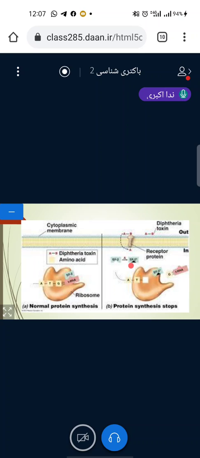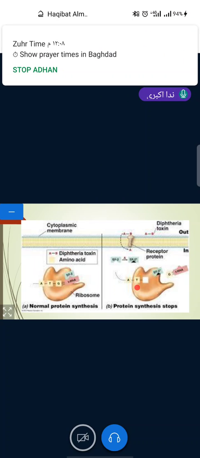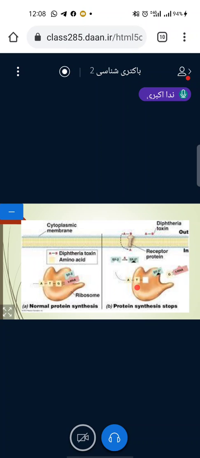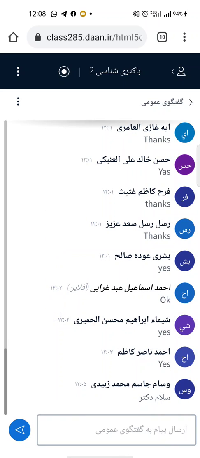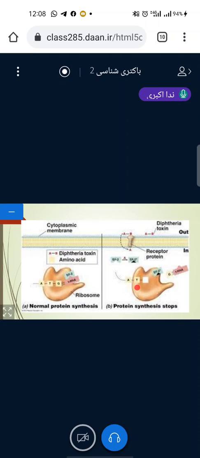Elongation factor 2 doesn't work properly. So you can see here the ribosome. The amino acids cannot bind to each other. So protein synthesis stops. So we can say this toxin results in blocking or stopping protein synthesis in eukaryotic cells through blocking elongation factor 2.